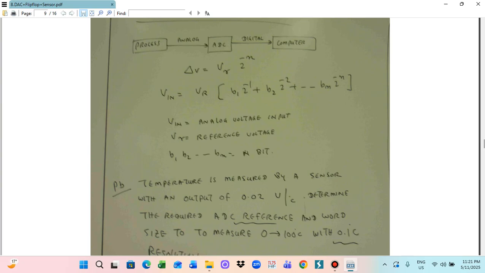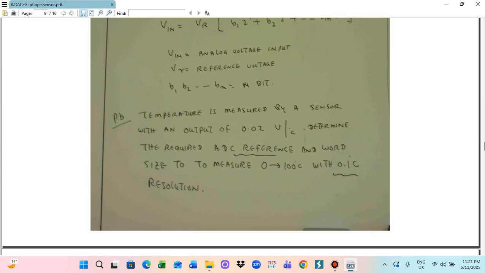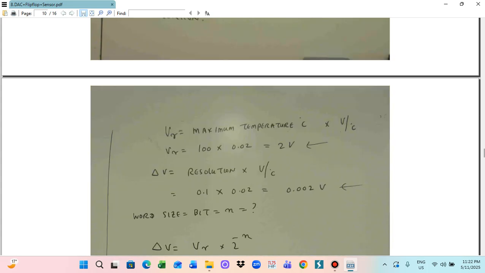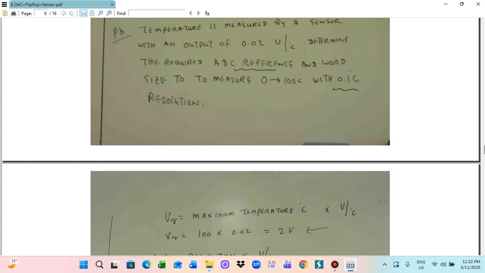V1, V2 to VN is an n bit. So in this case, we do this one problem. Temperature is measured by the sensor with an output of 0.04 degree centigrade. We need to determine the required analog to digital reference and the word size to measure 0 to 100 degree centigrade with 0.1 degree centigrade resolution.